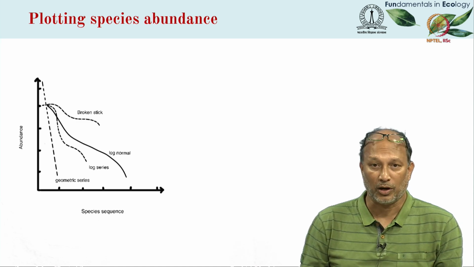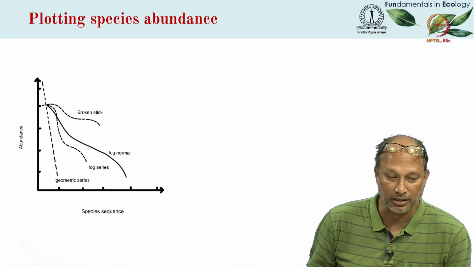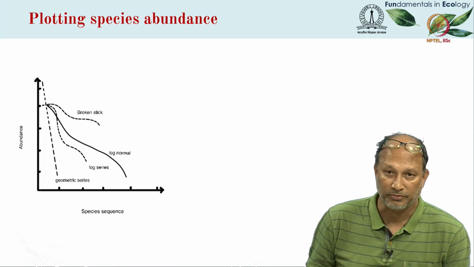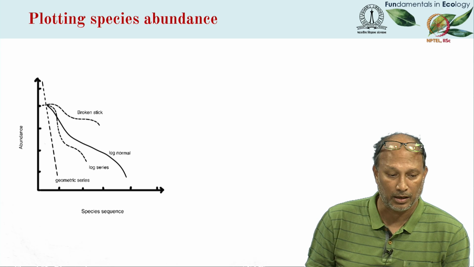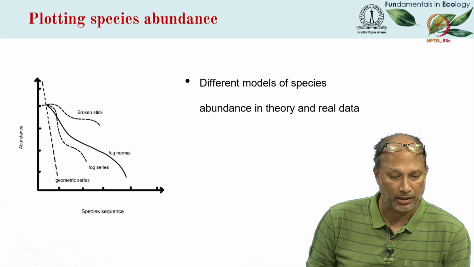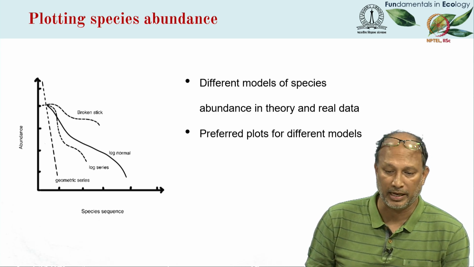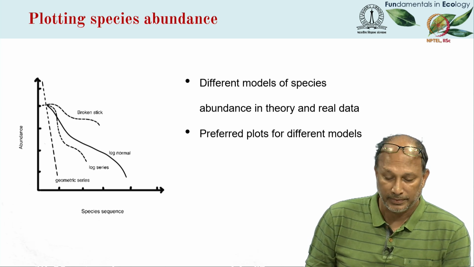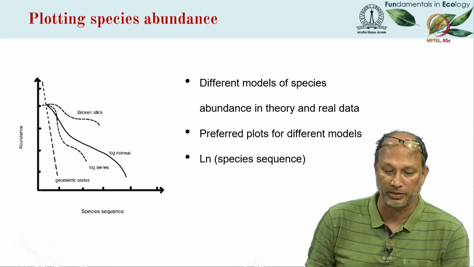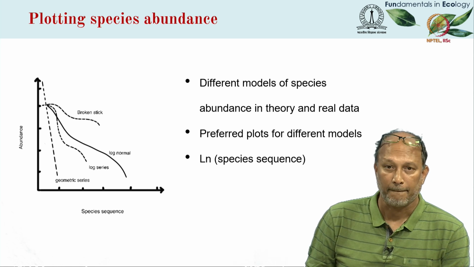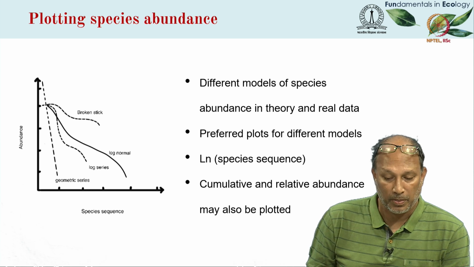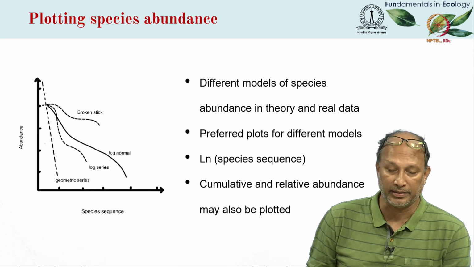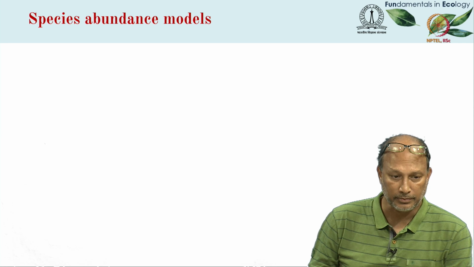The classic rank abundance plot in this instance shows the relationship between four different models, and these are the classic models of relative abundance that were developed more than half a century ago, including the geometric series, the log series, the log normal, and the broken stick. There are actually preferred plots for the different models, including a log of the species sequence, but one may also plot cumulative and relative abundance.